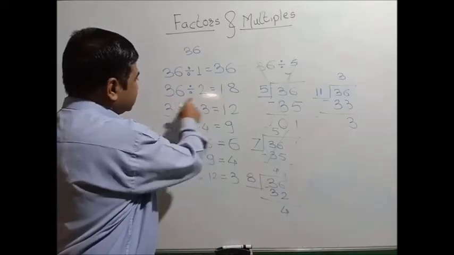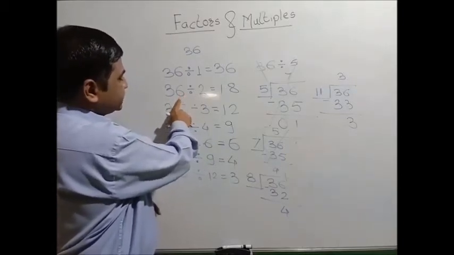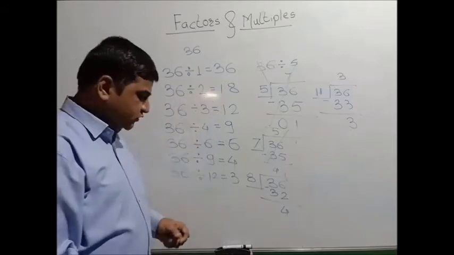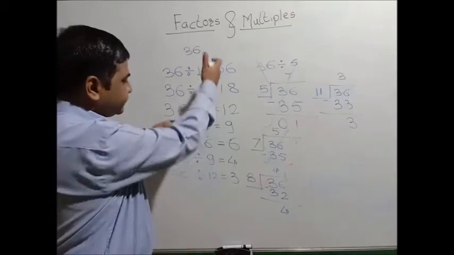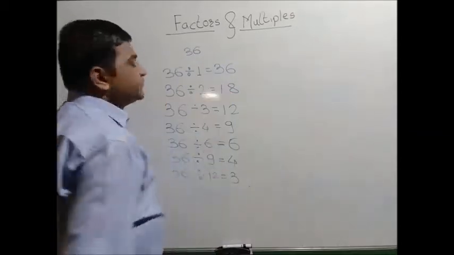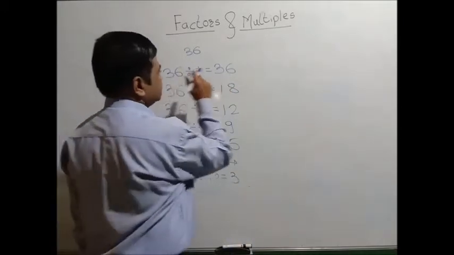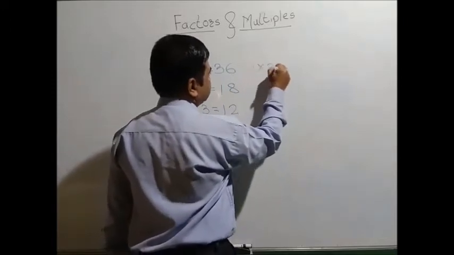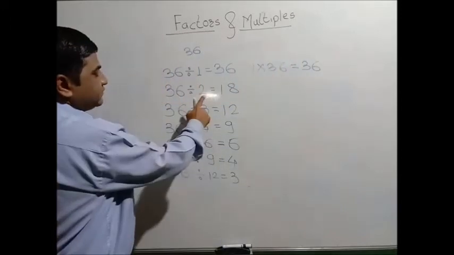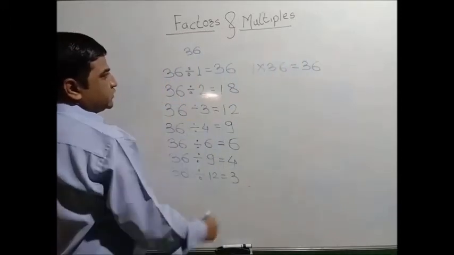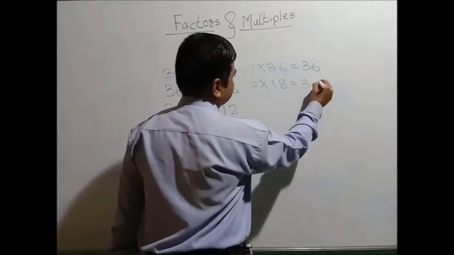But we have already got the result that when I divide 36 by 2, the quotient will be 18. So on the other hand, I can write the multiplication facts for all these division facts. If we start to write a multiplication fact, I will write that 1 multiplied by 36 is 36. Okay, fine. One fact. When I multiply 2 with 18 or 18 with 2, I will get 36.